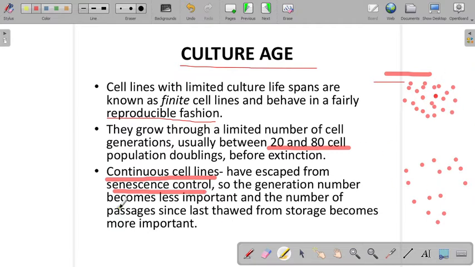They have escaped from that control, so the generation number becomes less important, and the number of passages since the last time they came out of the refrigeration procedure matters instead. The generation number is unlimited. Okay, I'm talking about continuously unlimited. That doesn't mean that they really grow unlimitedly. Some continuous cell lines have their own lifespan.